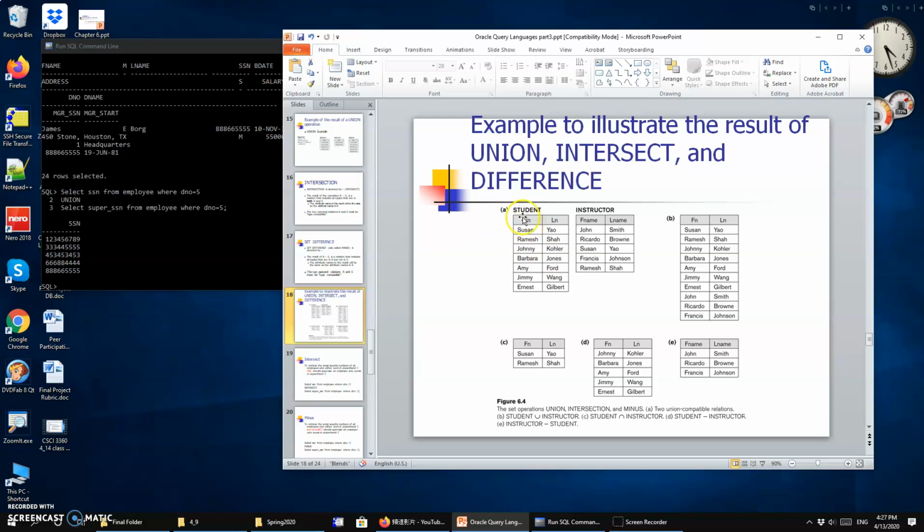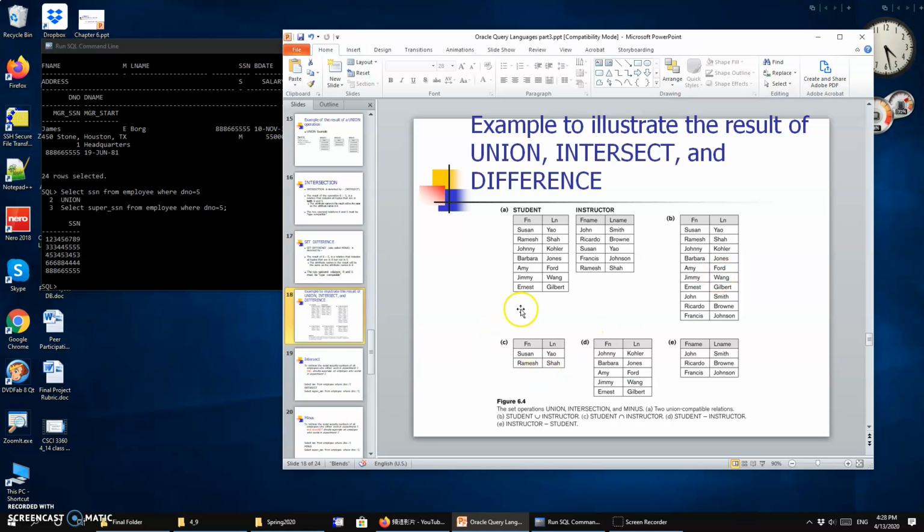So first name Fn, even though the name is different from Fname, they are obviously talking about the first name, so the domains are actually the same. And of course, when you define the tables, the domains must match each other. The last name is the same thing. So let's take a look at this. The first B table that we want to look at is the result when student is union with instructor. So you can see that everyone that appears in the table student or the table instructor or both will all appear. So we will end up with this B table over here.